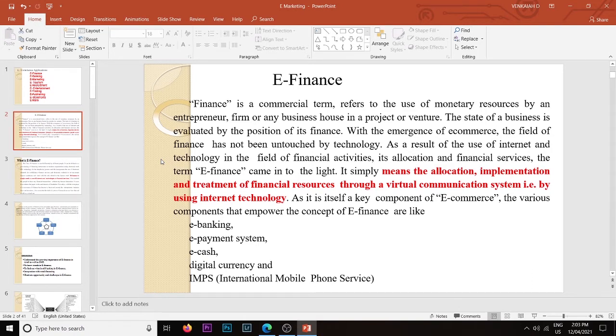Once I put my check into the check deposit machine, the software in that machine will automatically read my account as well as your account. Automatically it will transfer. Hardly a fraction of seconds. So, treatment of financial resources.